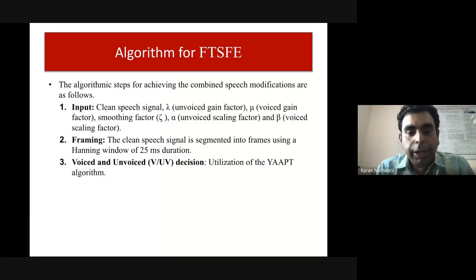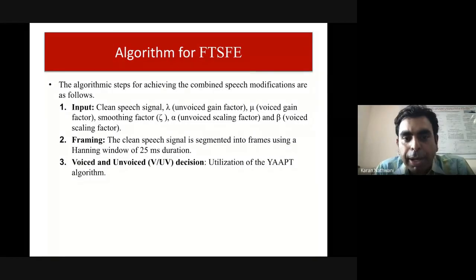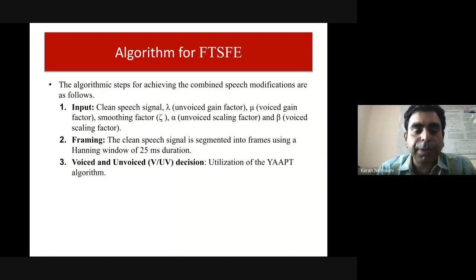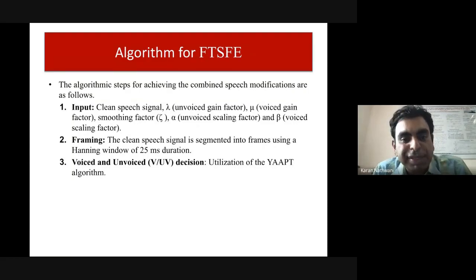I hope the things are clearer to you now. So I'm just going through it because this is already known to you. Now I'm just explaining the algorithm very briefly. The first thing is the inputs. What are the inputs? We have the original speech signal, the unvoiced gain factor for energy redistribution, lambda, mu, the smoothing factor, alpha and beta.